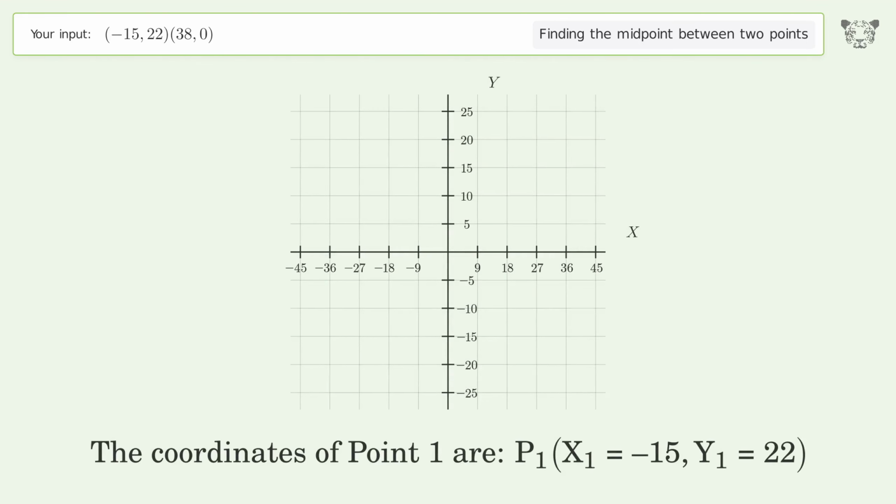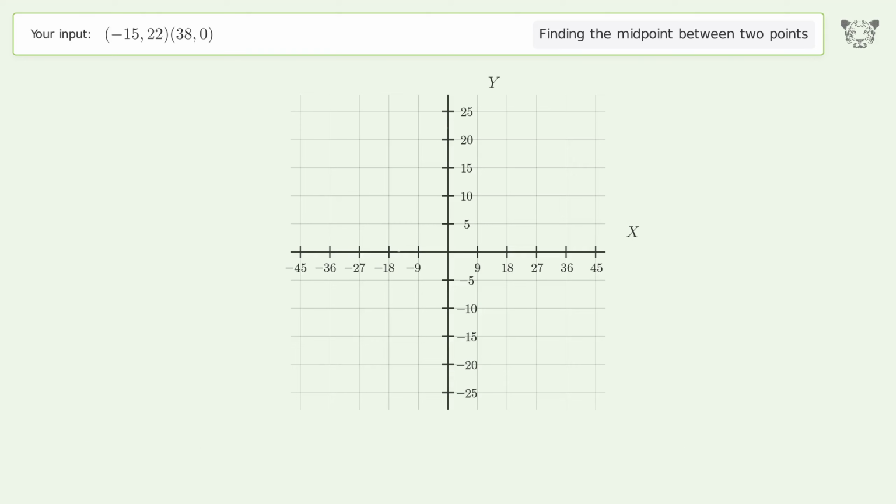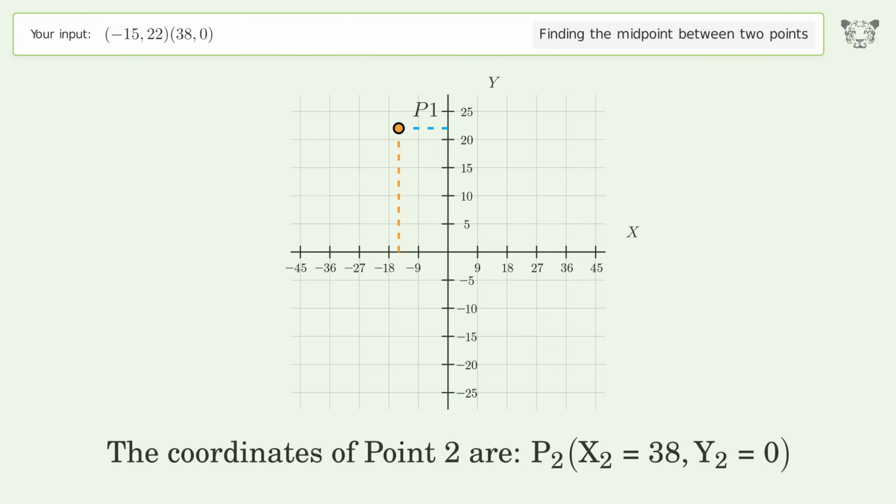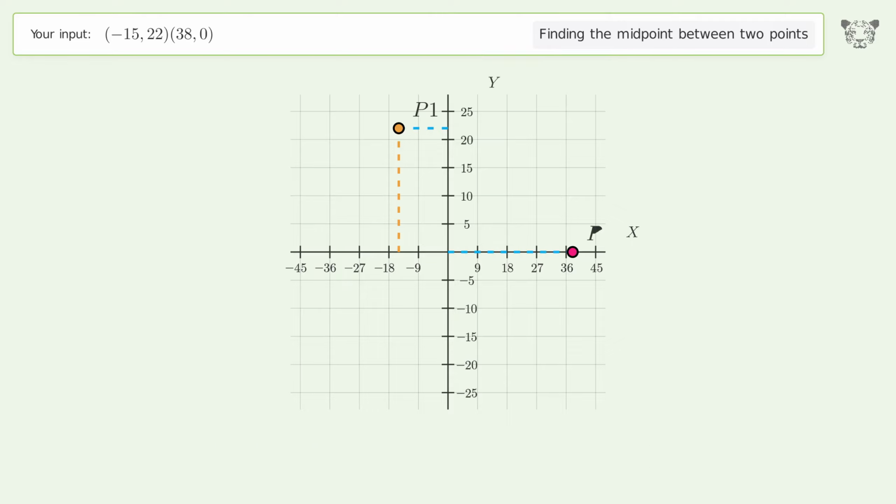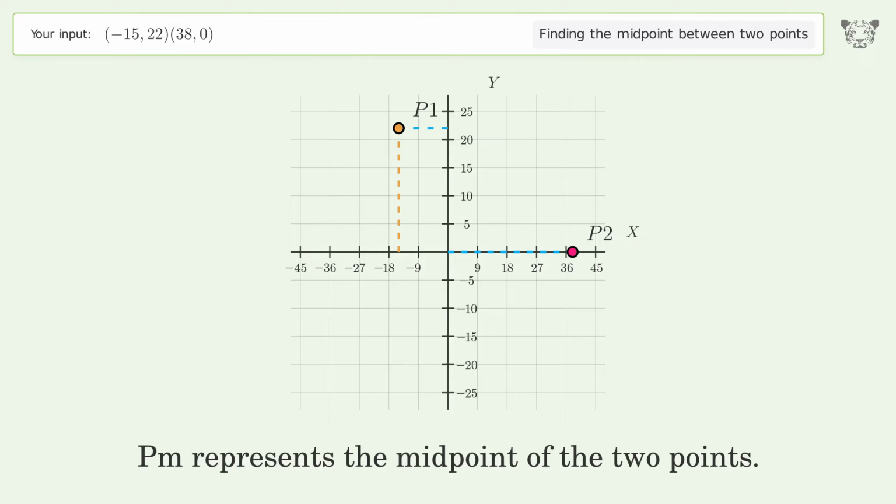The coordinates of point 1 are, x1 equals -15, y1 equals 22. The coordinates of point 2 are, x2 equals 38, y2 equals 0. PM represents the midpoint of the 2 points.